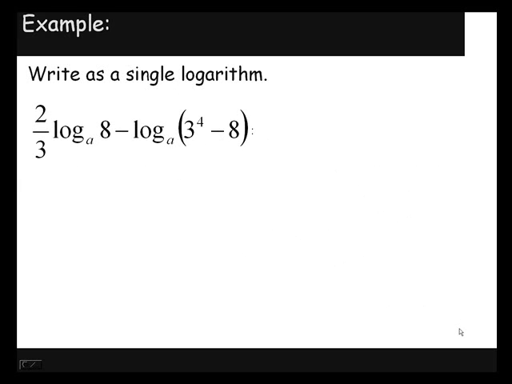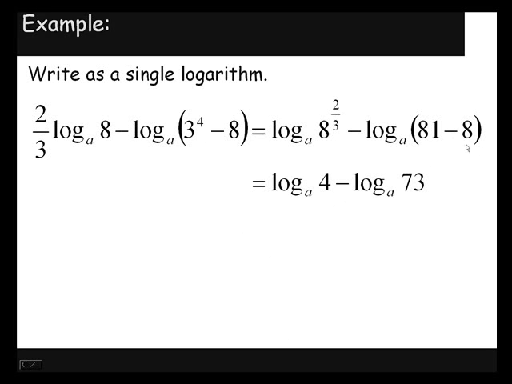Here's another one. 2/3 log base a of 8 minus log base a of 3 to the 4th minus 8. Well, the 2/3 can fly back up. 3 to the 4th is 81. We're going to subtract that 8. Let's see, 8 to the 2/3 is 4. 81 minus 8 is 73. And remember, when we see subtraction, that's really division. So log base a of 4/73. This doesn't reduce or divide nicely, so we'll just leave it alone right there as a single log of a.